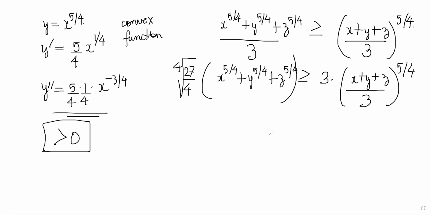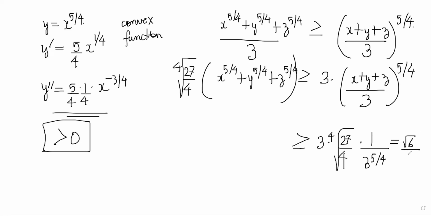So we'll multiply that on both sides. So this is greater than or equal to 3 times the fourth root of 27 by 4, and x plus y plus z is equal to 1, as we had assumed. So this is 1 by 3 to the power 5 by 4. If you simplify this, what we get here is root 6 by 2, right? Or 3 by root 2.